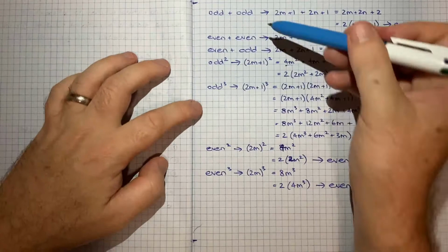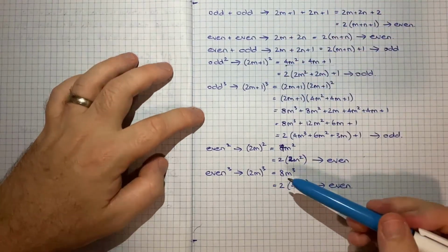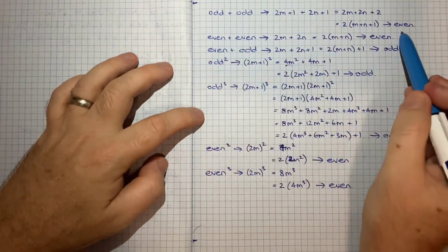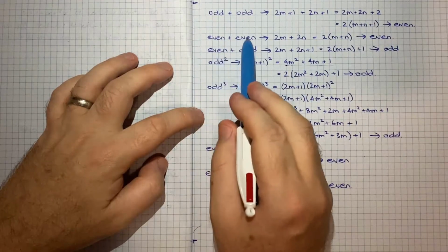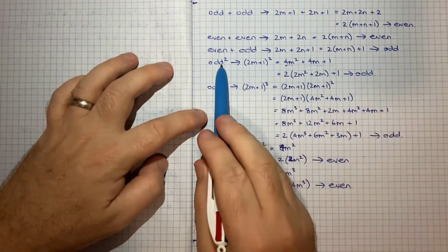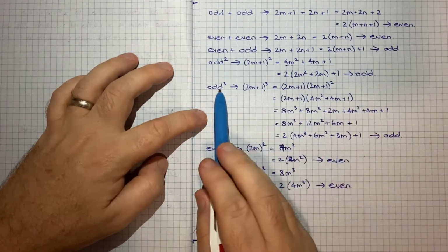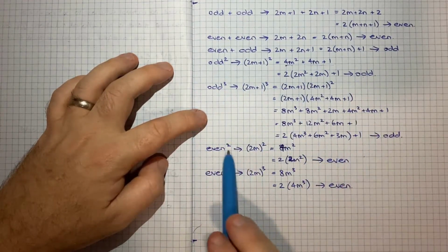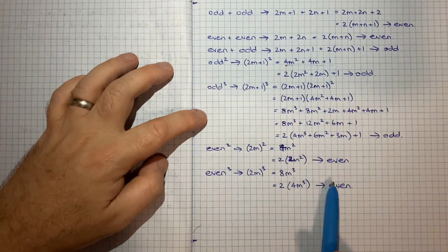So I think those are all the building blocks we're going to need. If you add two odd numbers, you get even. If you add two even numbers, you get even. If you add an even and odd, you get odd. An odd squared is odd. An odd cubed is odd. Even squared is even, even cubed is even.